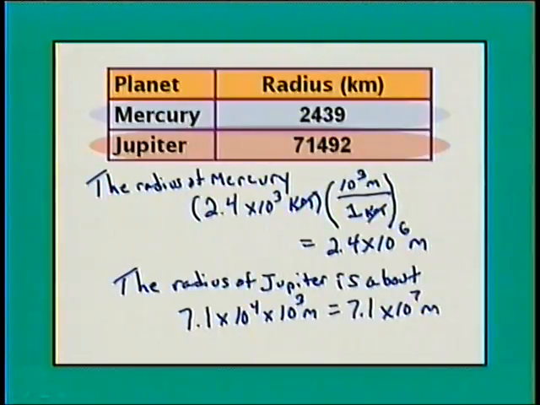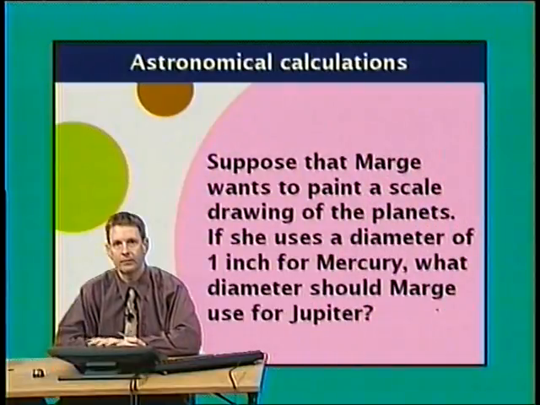Notice that the power on 10 in the radius of Jupiter is 7, whereas the power of 10 on the radius of Mercury is only 6. Sometimes you'll hear people talk about magnitudes, and the magnitude of the number has something to do with the power of 10. Since the power on 10 is 1 more for the radius of Jupiter than for the radius of Mercury, you'll sometimes hear people say that the radius of Jupiter is 1 magnitude larger than the radius of Mercury.